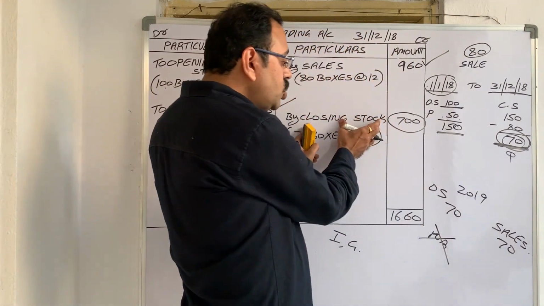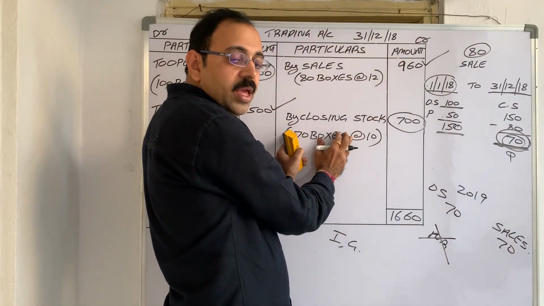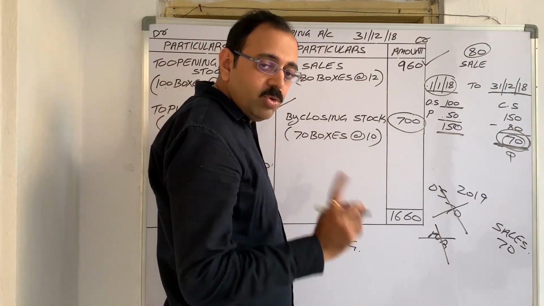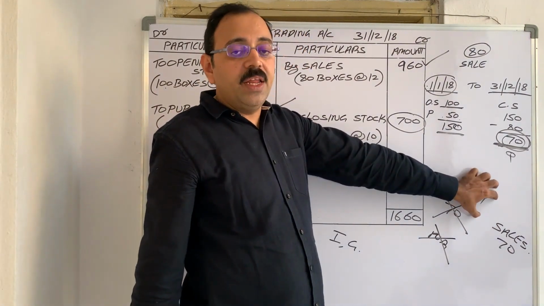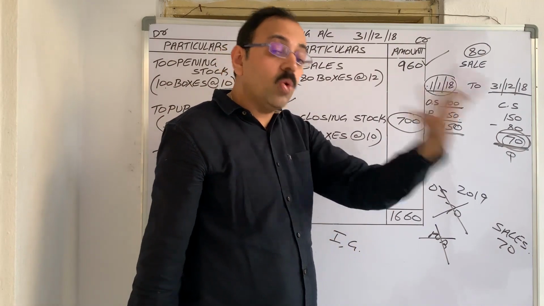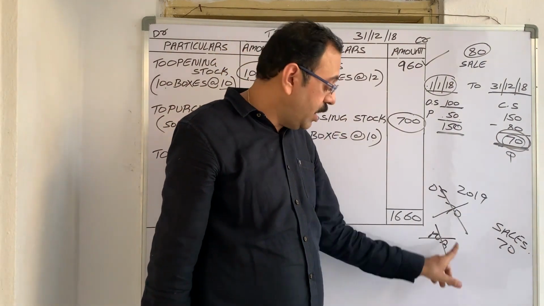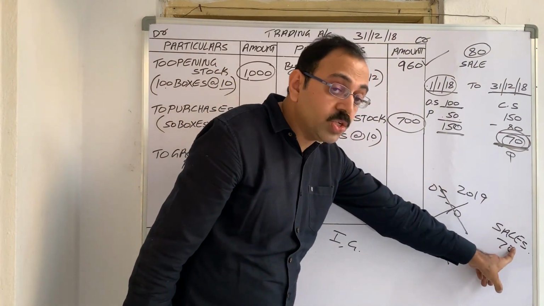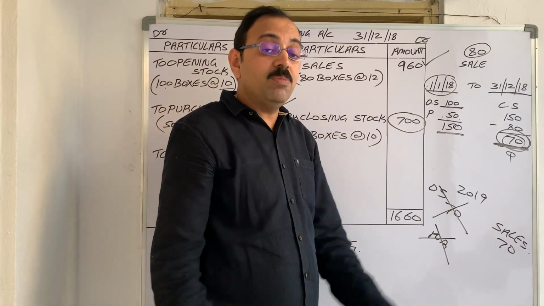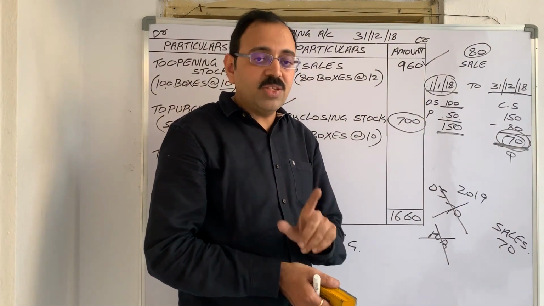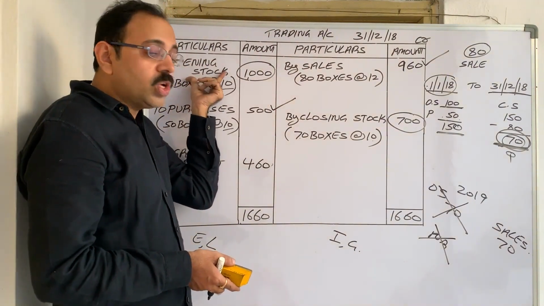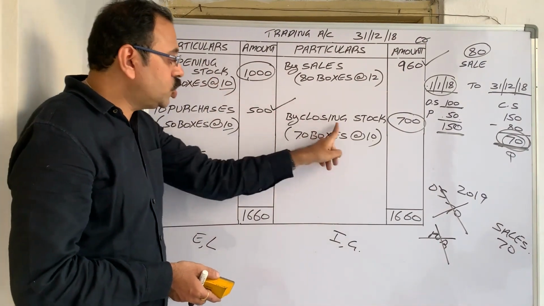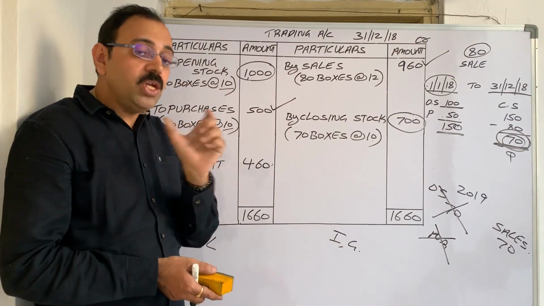But since closing stock we are not writing here, in next year opening stock also we should not write. So it gives the meaning that for 2019 year, without having any goods, we sold goods to customers. We didn't purchase anything and there is no opening stock, but we sold 70 boxes to customers. So this many wrong meanings it gives. That is why we have to write opening stock and closing stock in trading account. And while writing these two values, we are following matching concept.